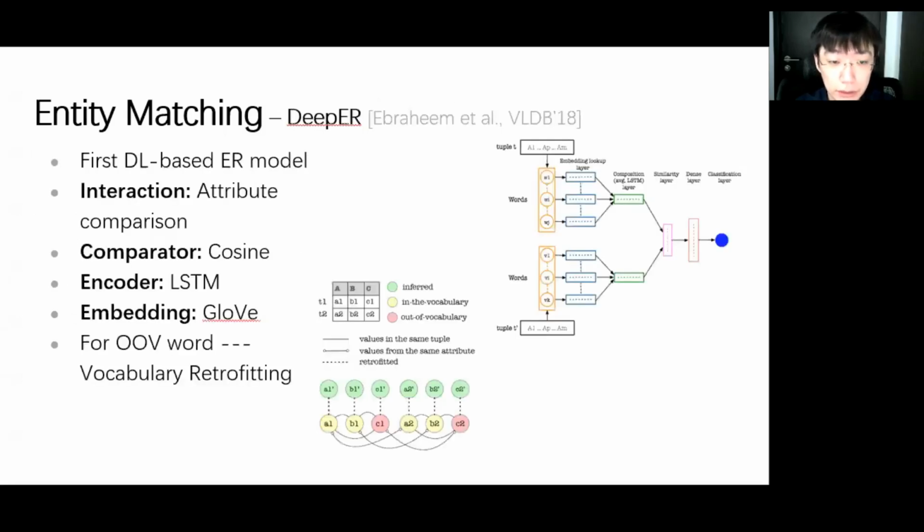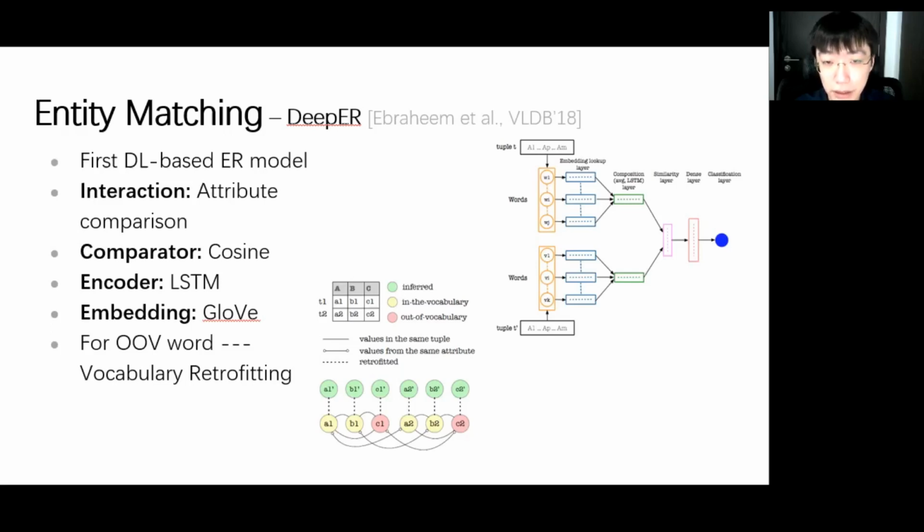The trend of using deep learning as a backbone started from DeepER, published on VLDB 18. The model used a representation-then-comparison strategy. It first employs an embedding lookup layer of GloVe to transfer the word sequence to an embedding sequence. Then it uses an LSTM model to aggregate the embeddings into one vector. Each attribute is computed separately with a simple cosine similarity and then fed into a dense layer for the final ER decision.